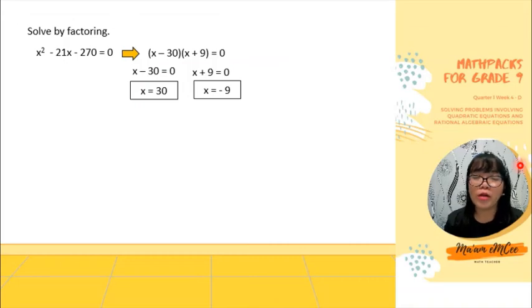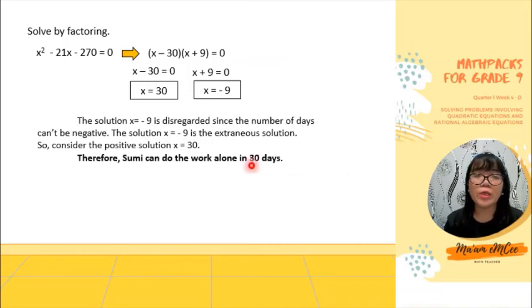solutions to our problem. Now, the solution x is equal to negative 9 is disregarded since the number of days can't be negative. The solution x is equal to negative 9 is the extraneous solution. We only consider the positive solution, which is x is equal to 30. Therefore, our final answer is Sumi can do the work alone in 30 days, because we are only asked for the total number of days it will take Sumi to finish the work if Sumi will work alone or without the help of Mitsu.